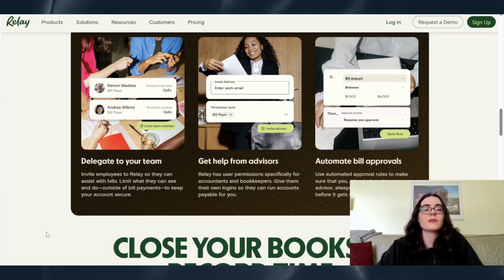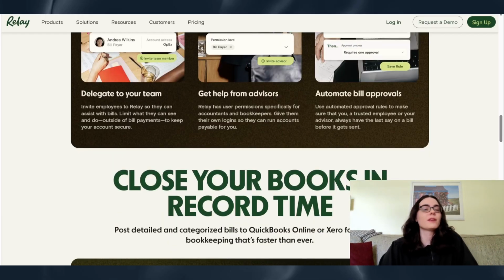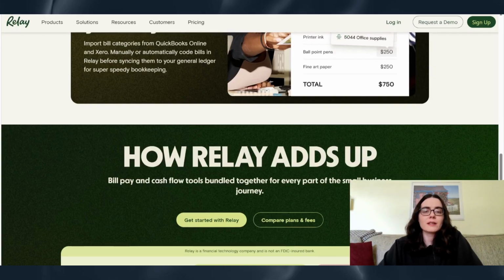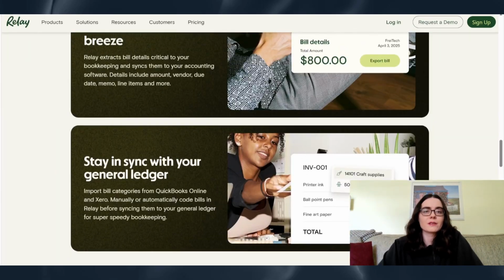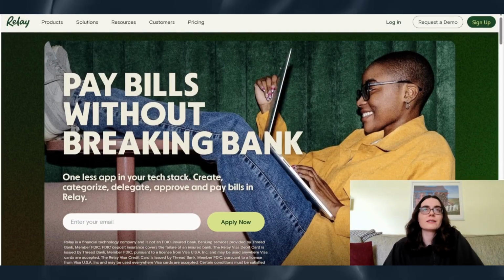You can assign user roles to your team members, give them permissions, and then you can use approval rules that are automated and that you can set up and customize so that things get approved as planned. And so that payments don't go out without going through the proper parties. So they do have pretty much, as I said, a lot of the same features as Melio, but there are some distinctions that could honestly drive you in one direction versus the other.